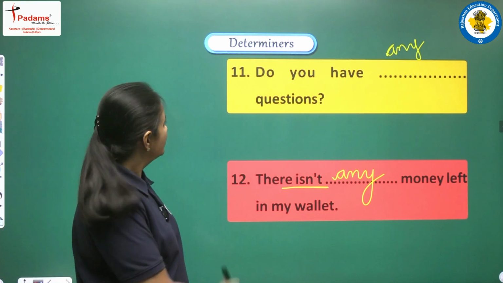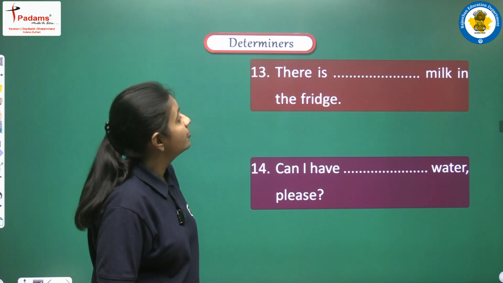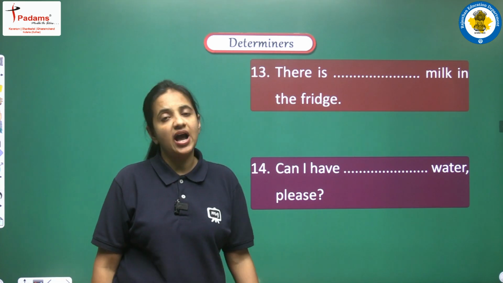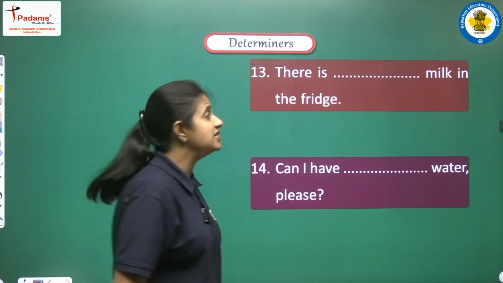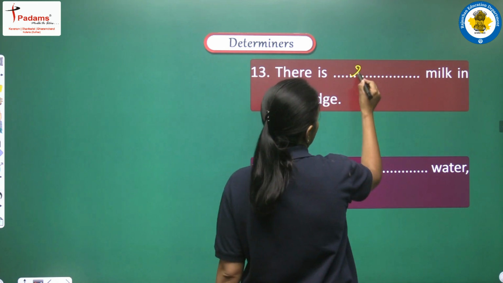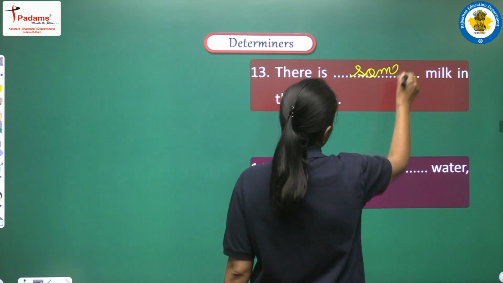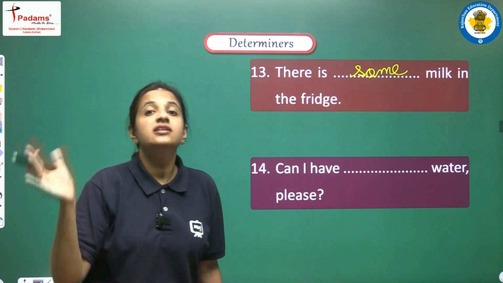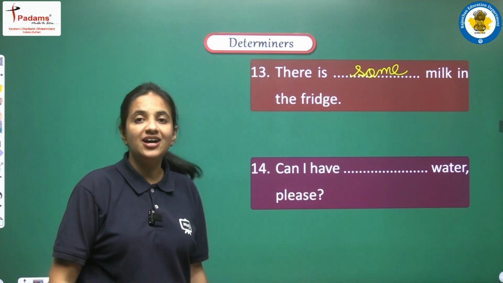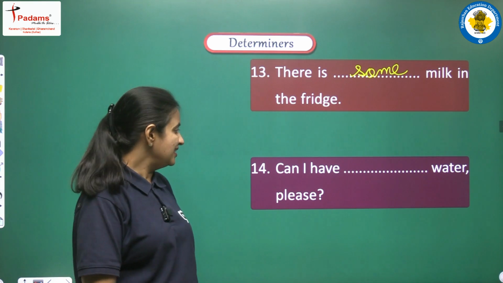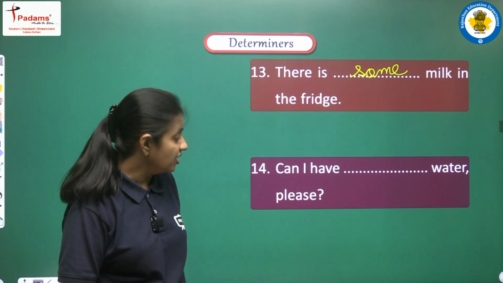Okay. Moving on, there is milk in the fridge. So we are having an affirmative sentence. So yes, in this blank we have to write some, and the sentence will be, there is some milk in the fridge.